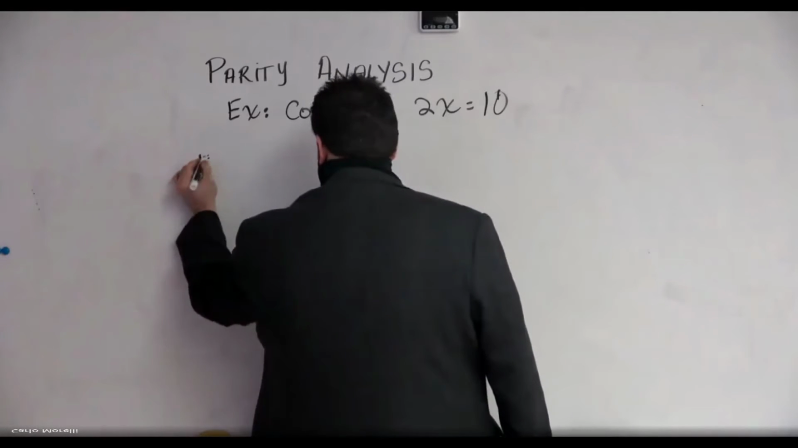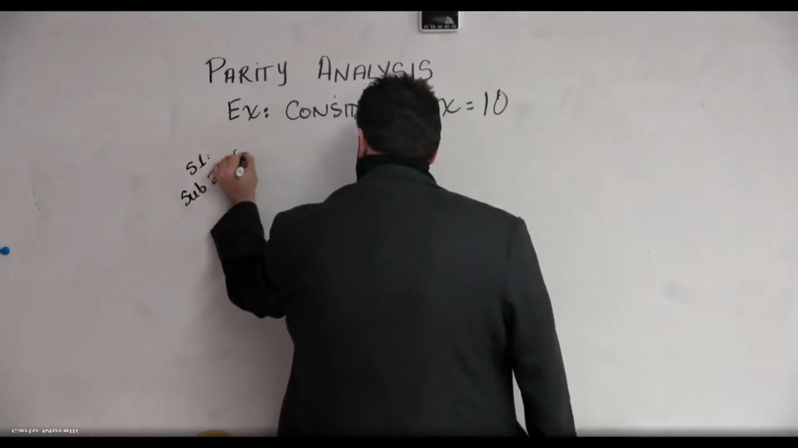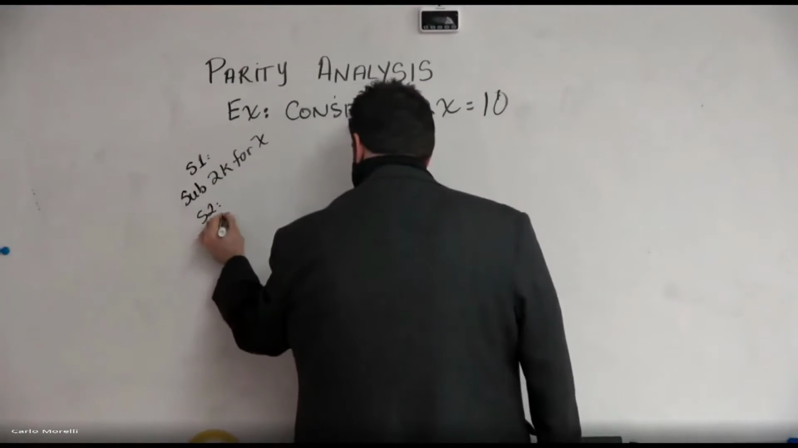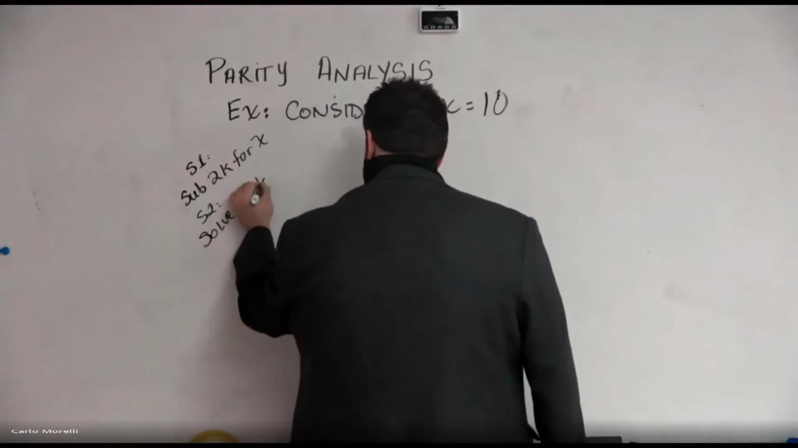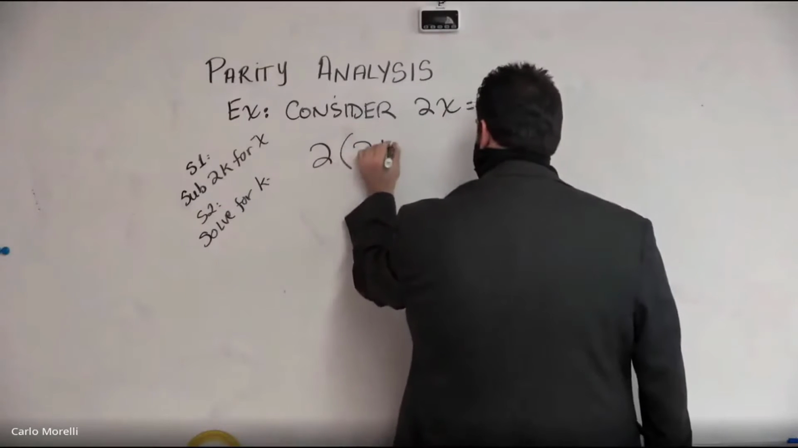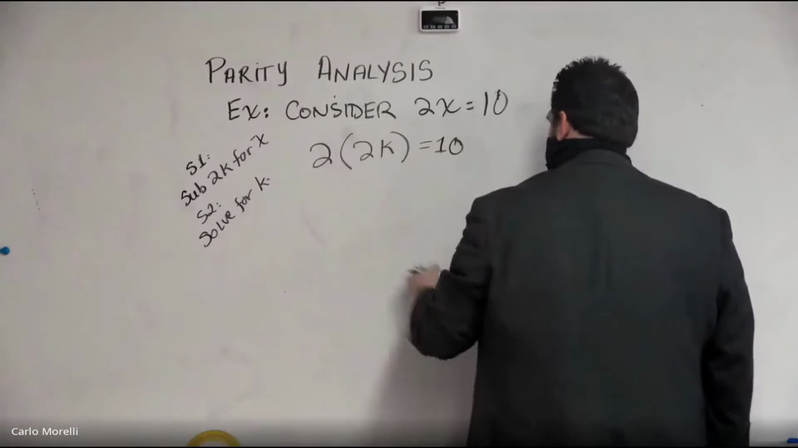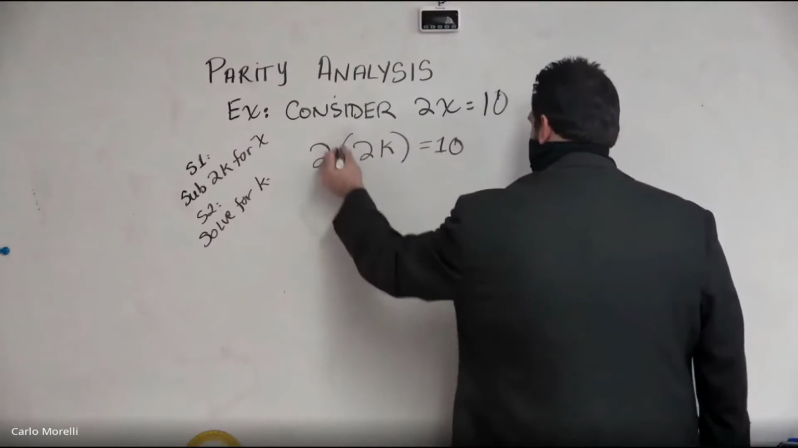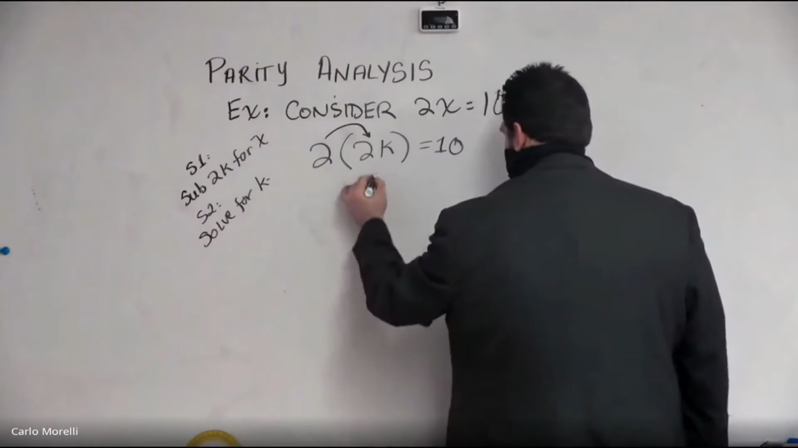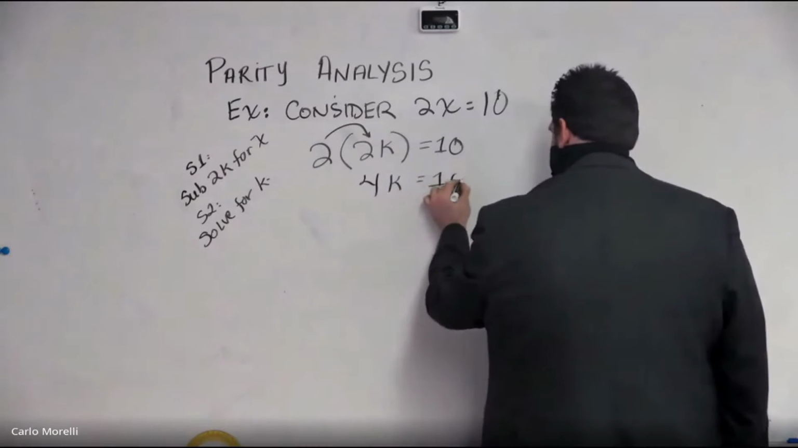Step 1 is to substitute 2k for x. And step 2 is to solve for k. Okay? So here's what I'm going to do. I'm going to write 2, open parentheses, 2k, close parentheses, equals 10. So I substituted 2k for x. Now I'm going to solve. First, I'm going to distribute the 2. 2 times 2k is 4k equals 10.